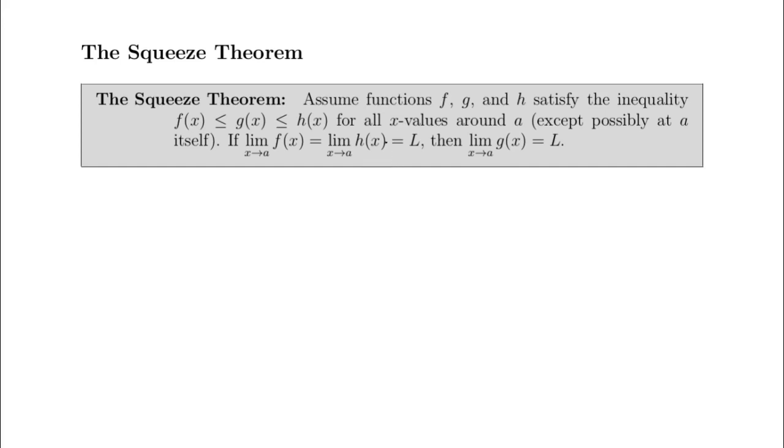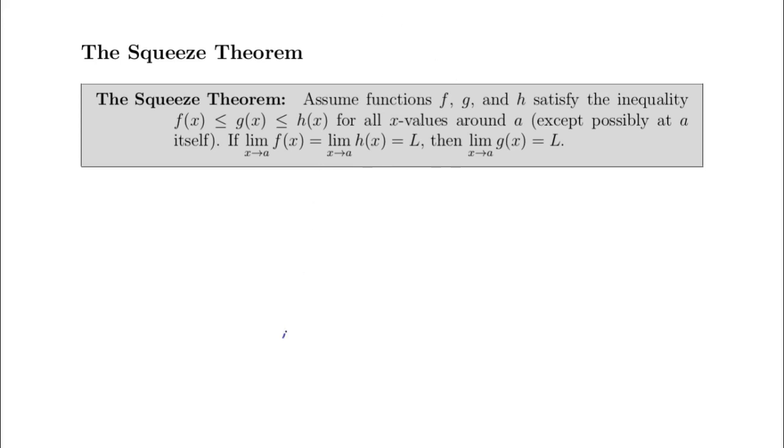So assume we have these functions, f, g, and h, three different functions that satisfy this inequality. So we have a small function, a middle function, and a big function here. And this is bounding the y values. And this is true for all the x values around a, again, except possibly at a itself. Hopefully that makes sense why we put that in there, because limits don't care about what's happening at that x value. So the theorem says that if we have this ordering of functions, if the small function's limit as x approaches a is equal to the big function's limit as x approaches a, then that means that our middle function has to be the same thing.